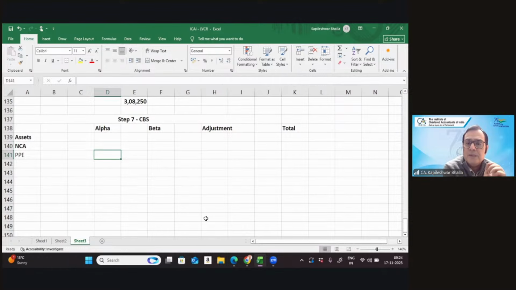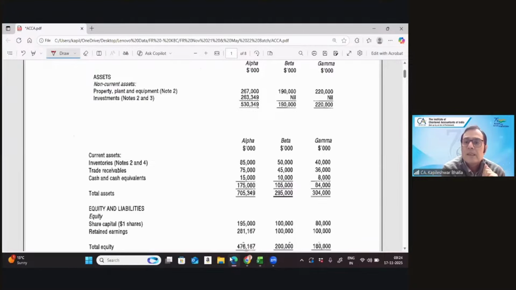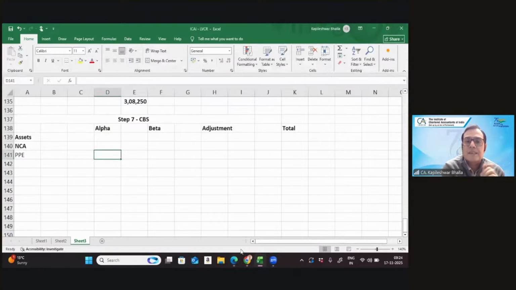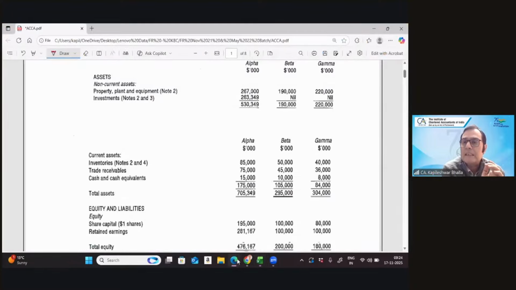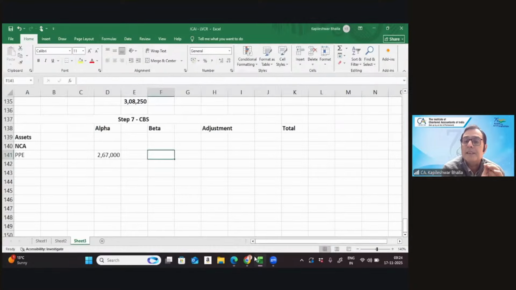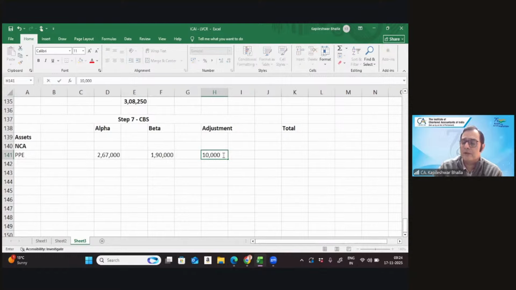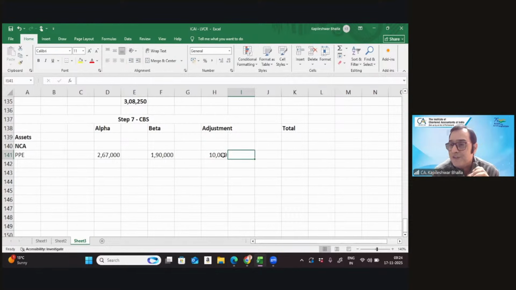So let's go to the PPE. The PPE is appearing at 267, and beta is appearing at 190. Any adjustments? Yes, there was a fair value adjustment. So we need to be very careful on the fair value adjustments, which we did. And in this particular case, I think if I go to the fair value adjustments, initially there was a 10,000 fair value increase.